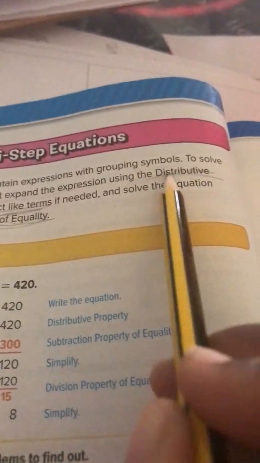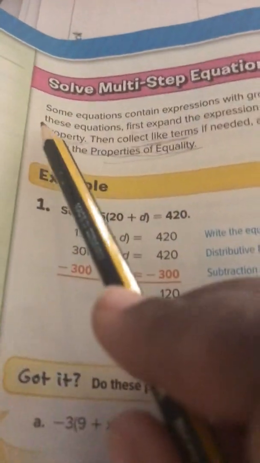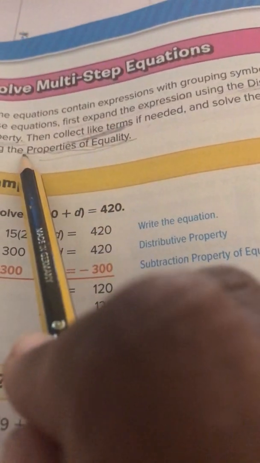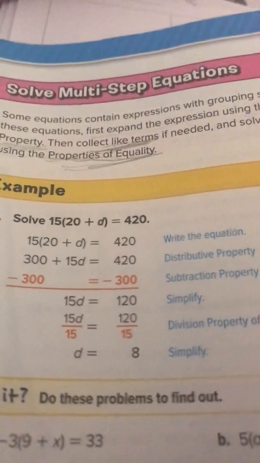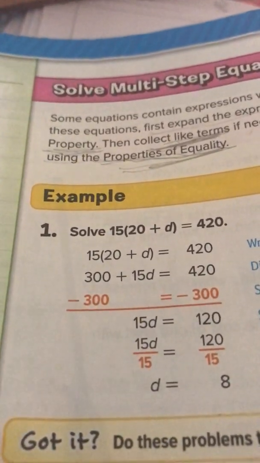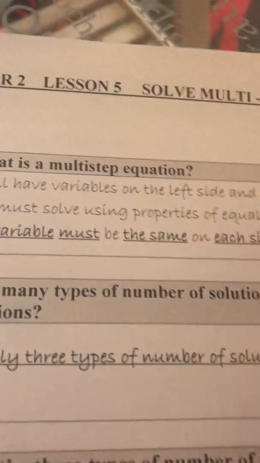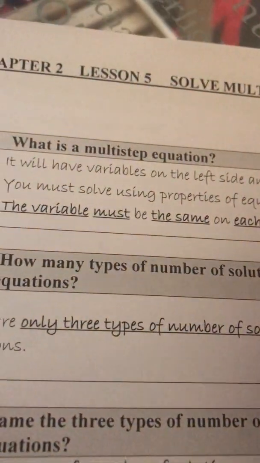You must know what distributive property means. You must collect like terms. You must use properties of equality to solve. So this you must do to become successful. All right, so let us look at what lesson 5 wants. I have too much work here. Okay. All right. I asked what is a multi-step equation because I was told to solve a multi-step equation.